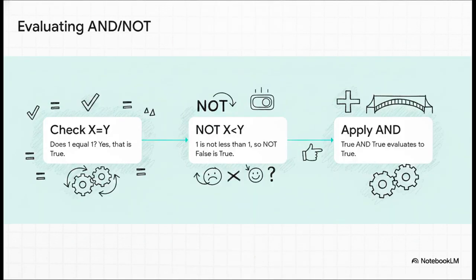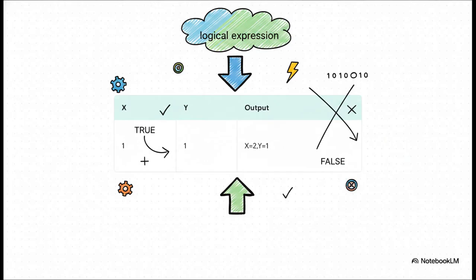Let's trace it out rhythmically. 1 equals 1? Yes, that's true. 1 is less than 1? That's false. But we have that not flipper attached, so false becomes true. Finally, true and true, that evaluates to true. And this brilliantly illustrates how it works in practice. Because the overall statement is true, the program takes that first path, adding 1 to x. That leaves us with x equals 2 and y equals 1.